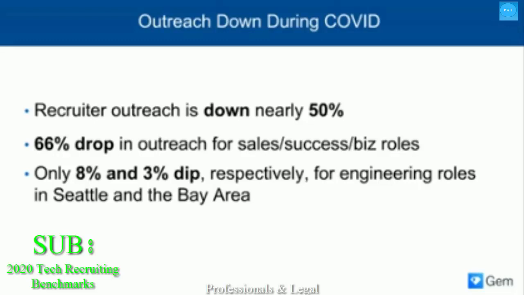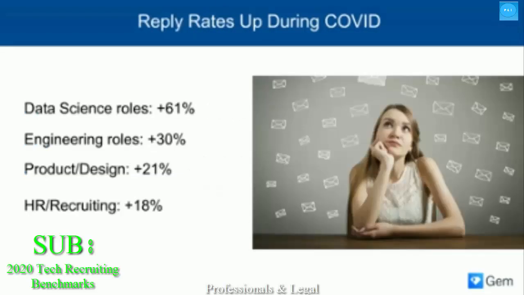A few roles, like for engineering managers in Seattle and the Bay Area, they actually saw only very small drops in outreach, around 8 and 3% respectively. On the other hand, reply rates went up in March across the board. When we slice the data by role and by location, nearly every category saw an increase in reply rates. Here are some roles that saw fantastic reply rates in March. Data science roles saw a 61% increase in reply rates from February to March. In fact, half of all sequences for data science roles saw replies last month.